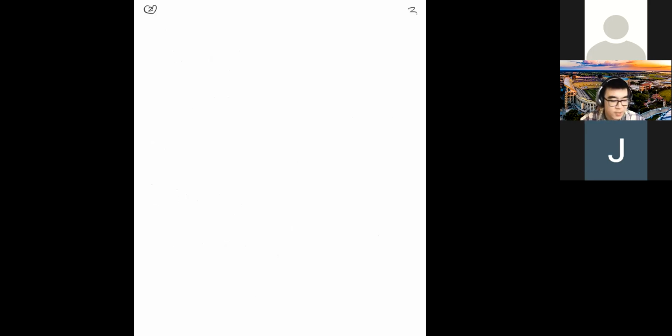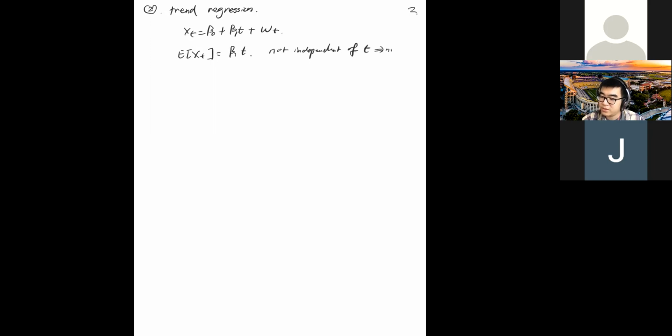The second example is trend regression. We also saw this example in an earlier class. So x_t is beta_0 plus beta_1 t plus w_t, where w_t is again white noise. We know that this trend regression is not stationary because if you take the expectation on both sides, it is going to be equal to beta_0 plus beta_1 t, so not independent of t. So not stationary.